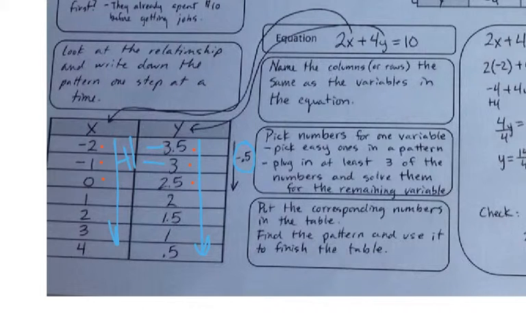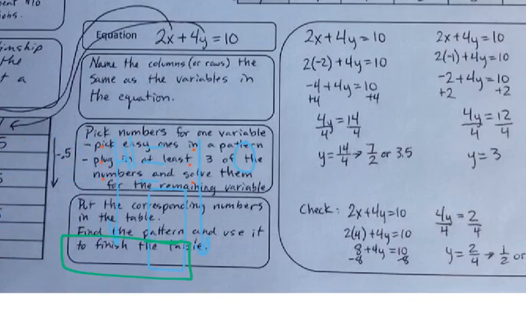3.5 to 3, we subtracted 0.5. If we subtract 0.5 from 3, we get 2.5. So that's our pattern. Then I can fill out the remaining numbers based off of that pattern instead of plugging them in. And if I'm not sure I have the right pattern, pick your last set of numbers and go check them.